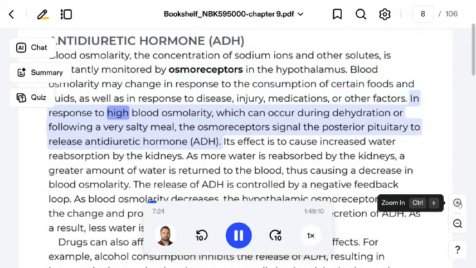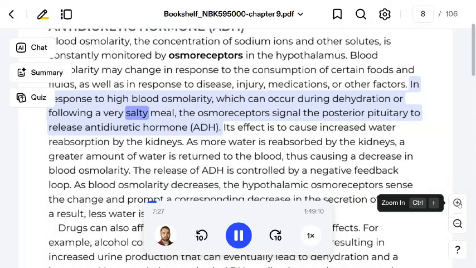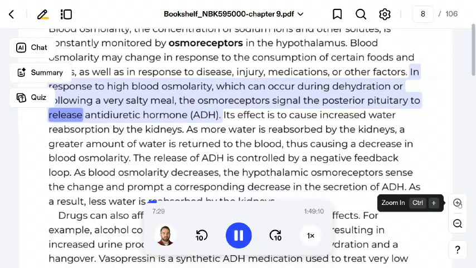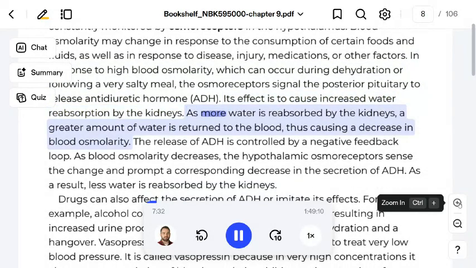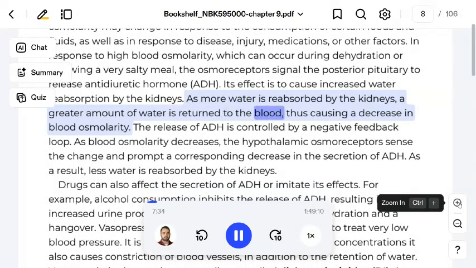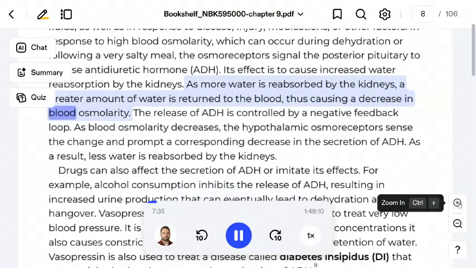In response to high blood osmolarity, which can occur during dehydration or following a very salty meal, the osmoreceptors signal the posterior pituitary to release antidiuretic hormone. Its effect is to cause increased water reabsorption by the kidneys. As more water is reabsorbed by the kidneys, a greater amount of water is returned to the blood, thus causing a decrease in blood osmolarity.